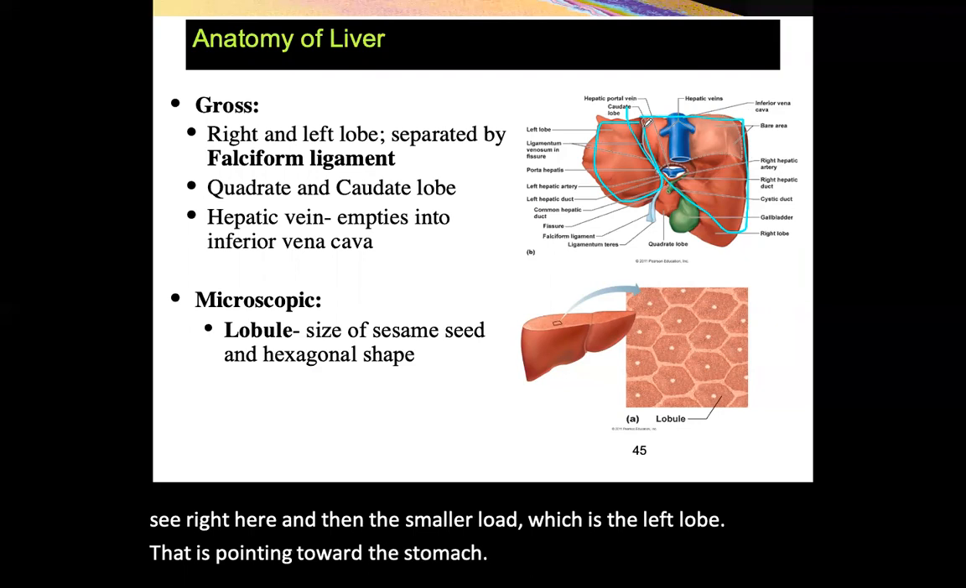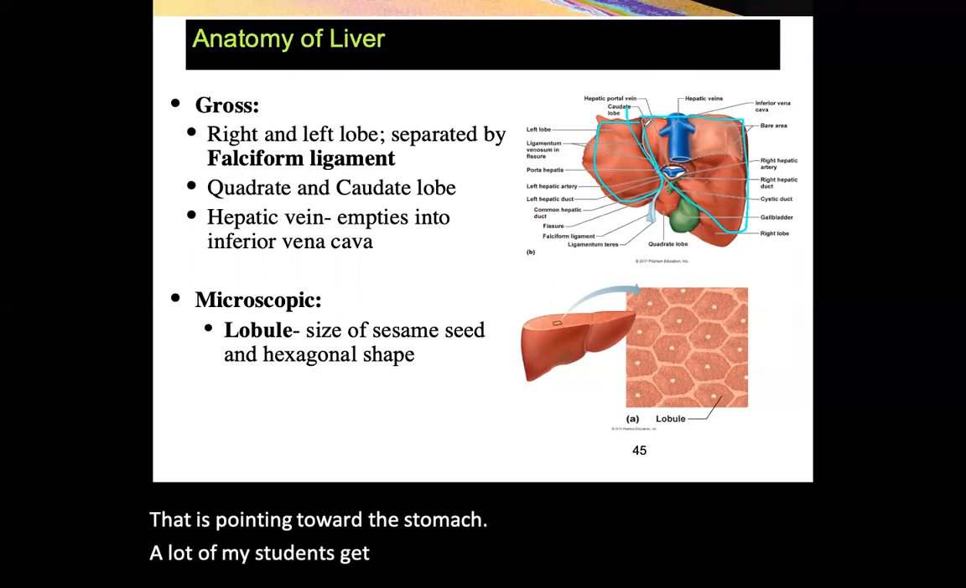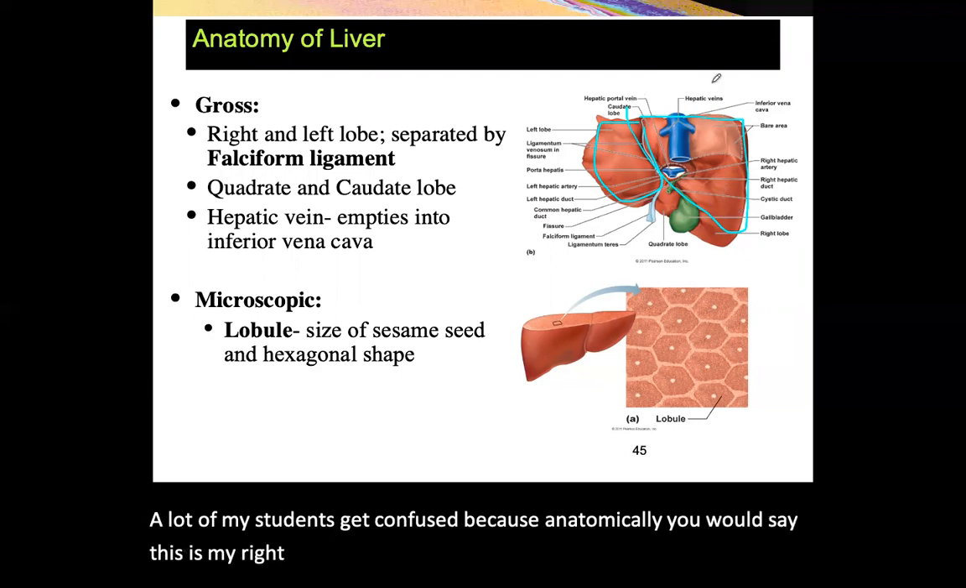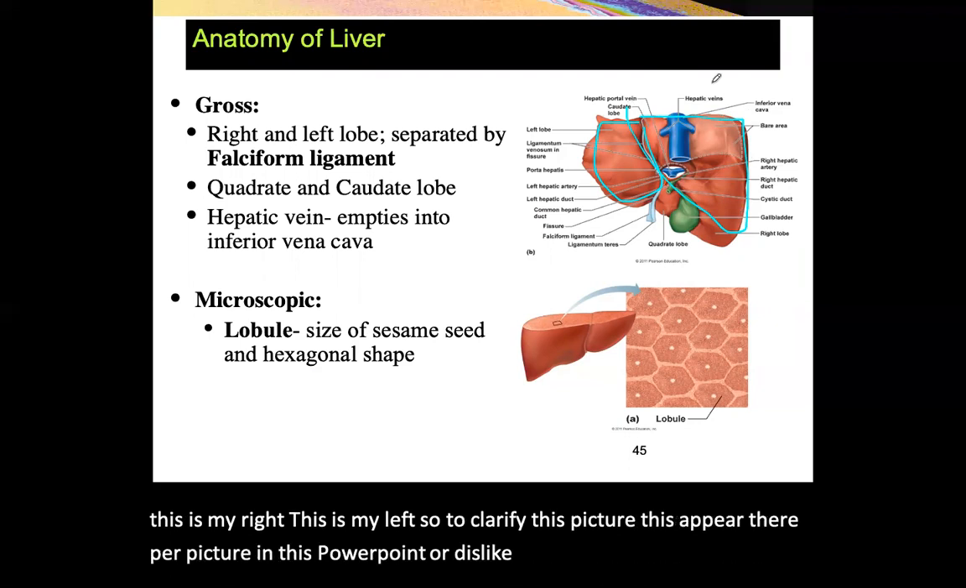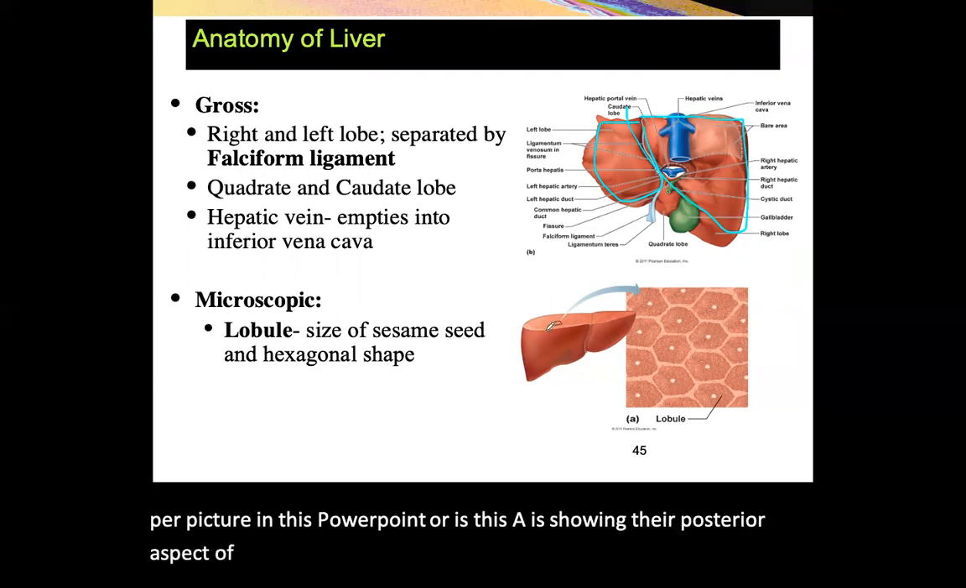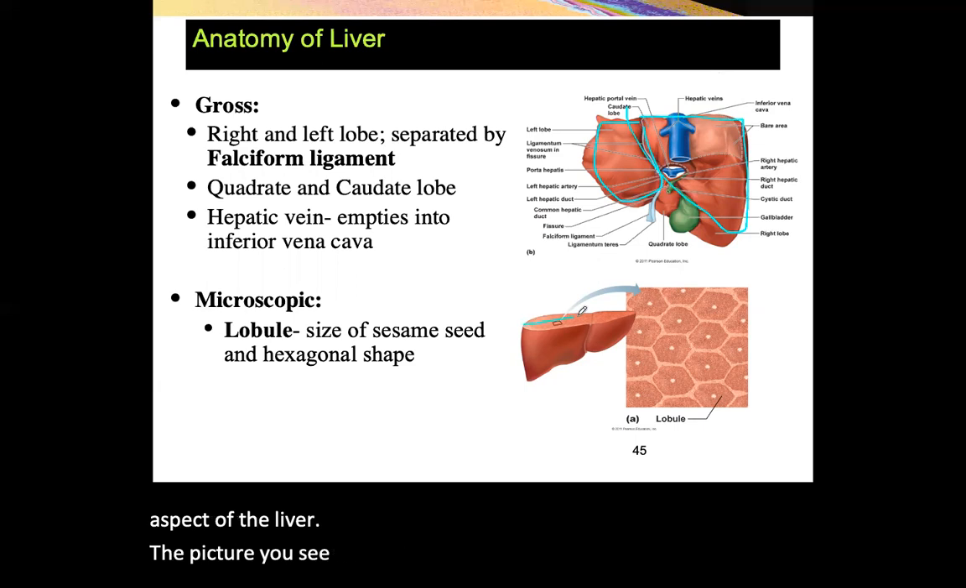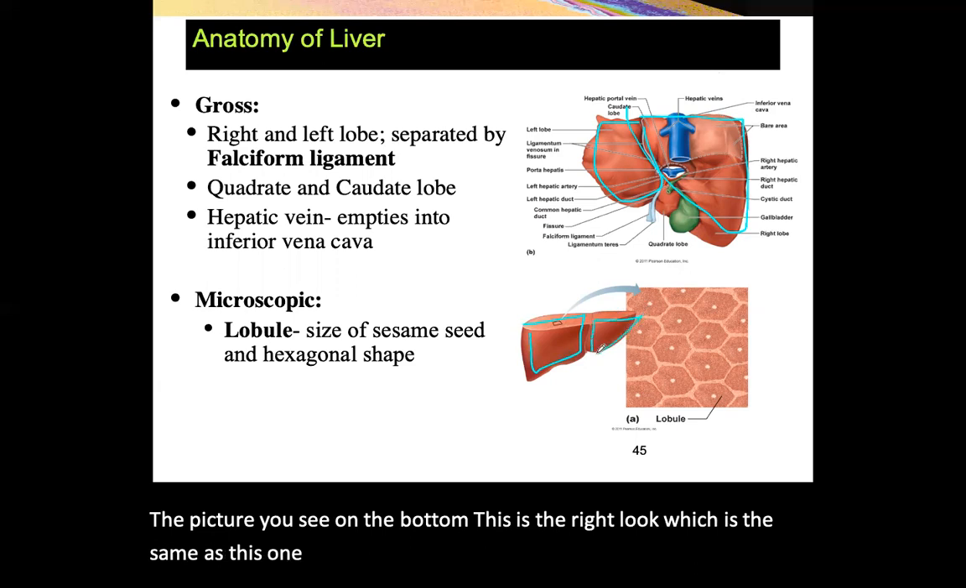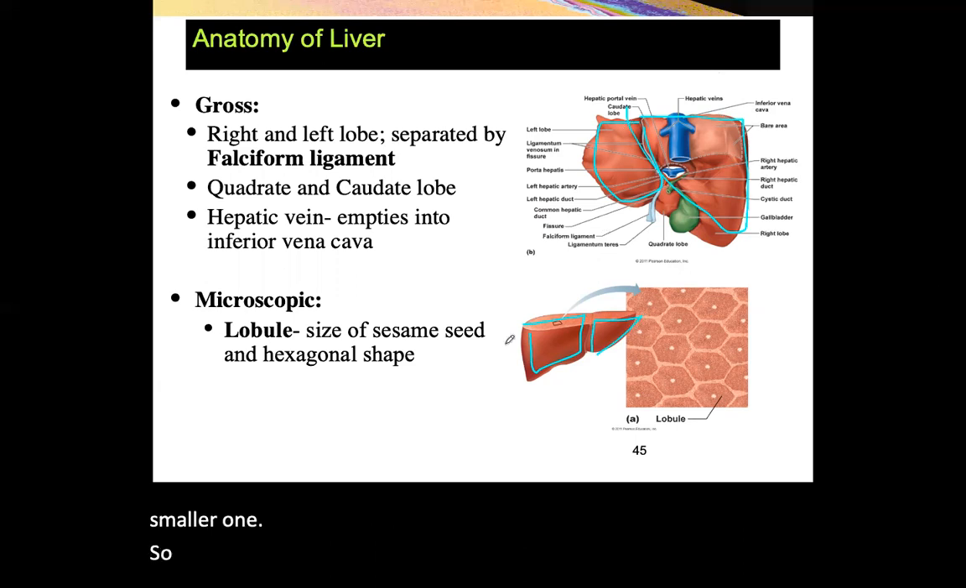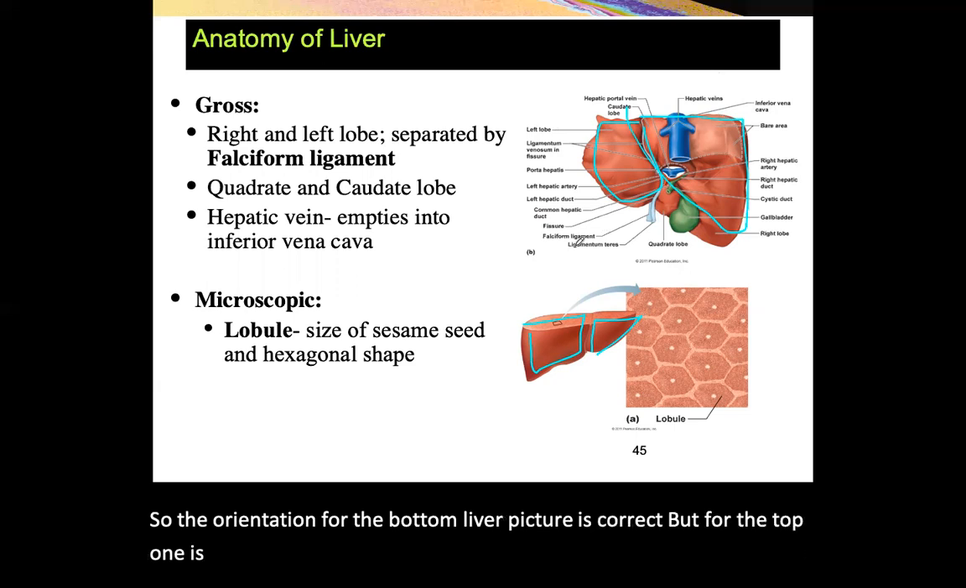A lot of my students get confused because anatomically you would say, this is my right, this is my left. So to clarify, the top picture in this slide is showing the posterior aspect of the liver. The picture you see on the bottom, this is the right lobe, which is the same as this one, and this is your left lobe, which is the same as the smaller one. So the orientation for the bottom liver picture is correct, but for the top one it is inverse because you are looking at the back of the liver.